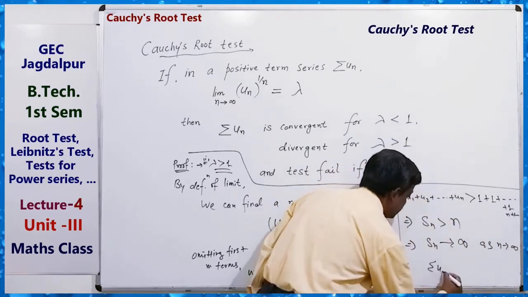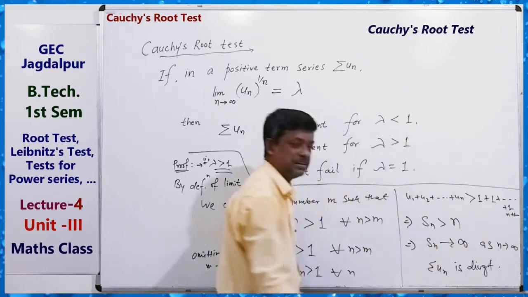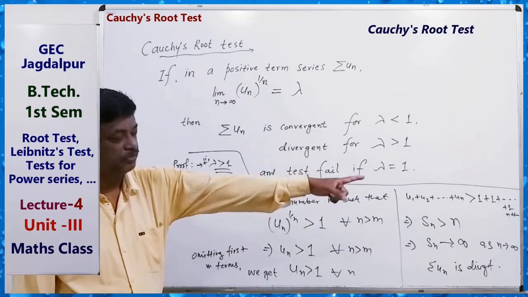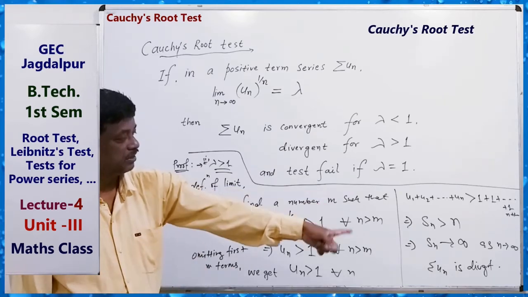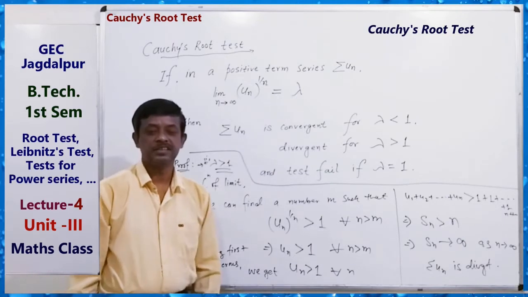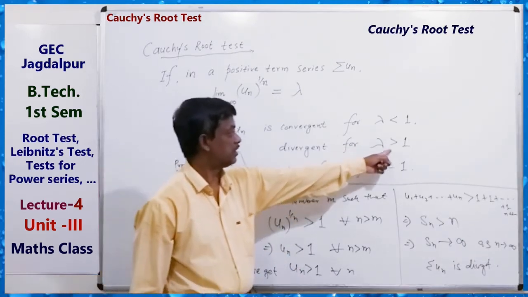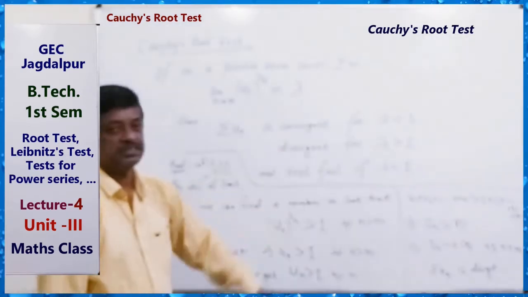So summation un is divergent, because as n tends to infinity, Sn tends to infinity. Sn is the partial sum of this series. So for lambda greater than 1, the series is divergent.